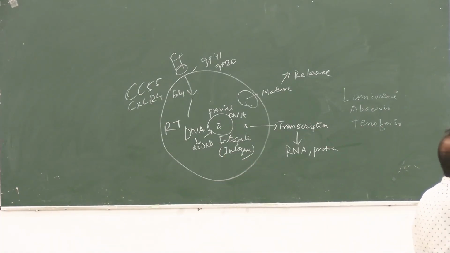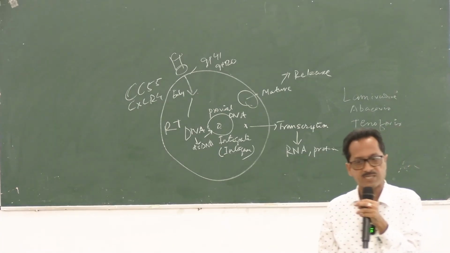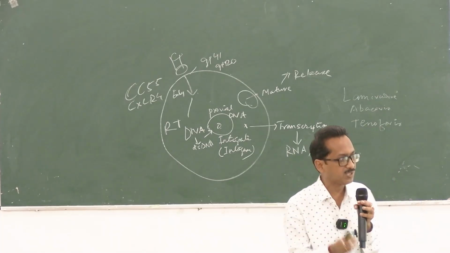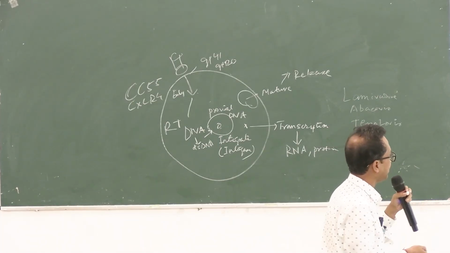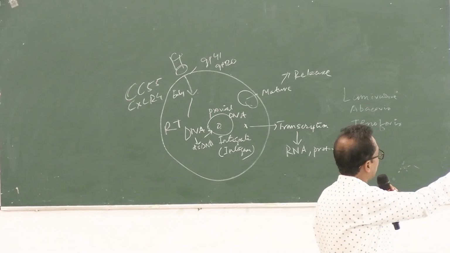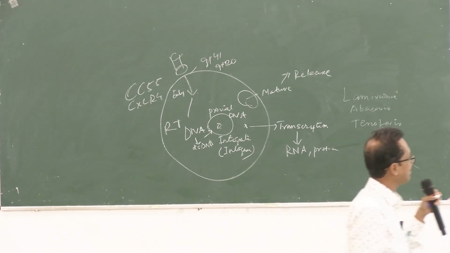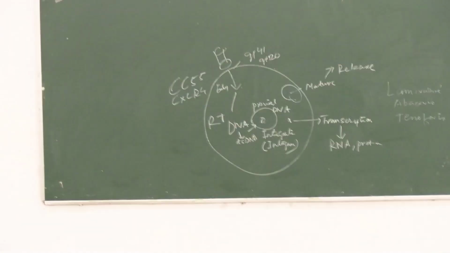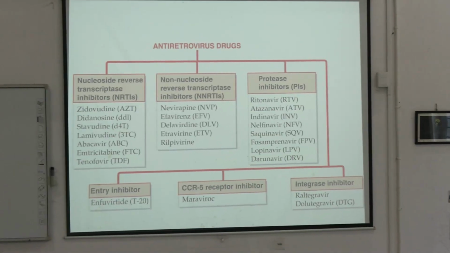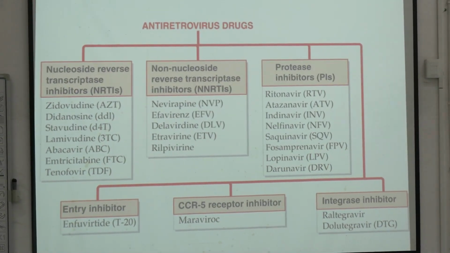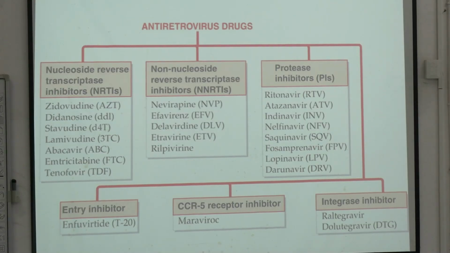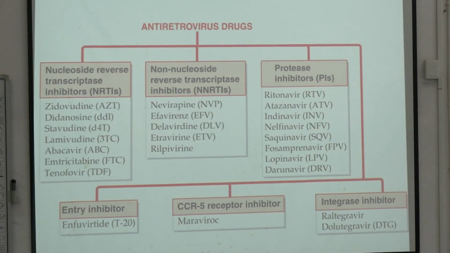So what are the drug classes? Mostly they are reverse transcriptase inhibitors, which may be nucleoside, nucleotide or non-nucleoside reverse transcriptase inhibitors. The nucleoside reverse transcriptase inhibitors are zidovudine, didanosine, stavudine, lamivudine, abacavir, emtricitabine, and tenofovir. Non-nucleosides are nevirapine, efavirenz, delavirdine, etravirine.